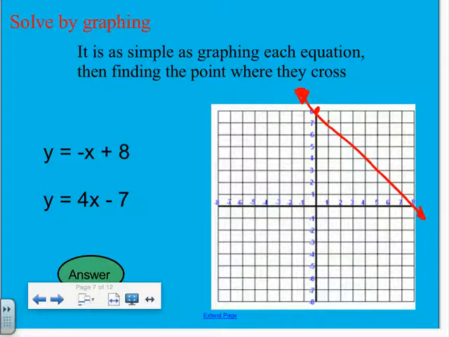Now the second one, negative 7. Down here, up 4. It's a positive 4, right? Yep. Up 4 over 1. Up 4 over 1. Uh-oh. I think they're going to cross.